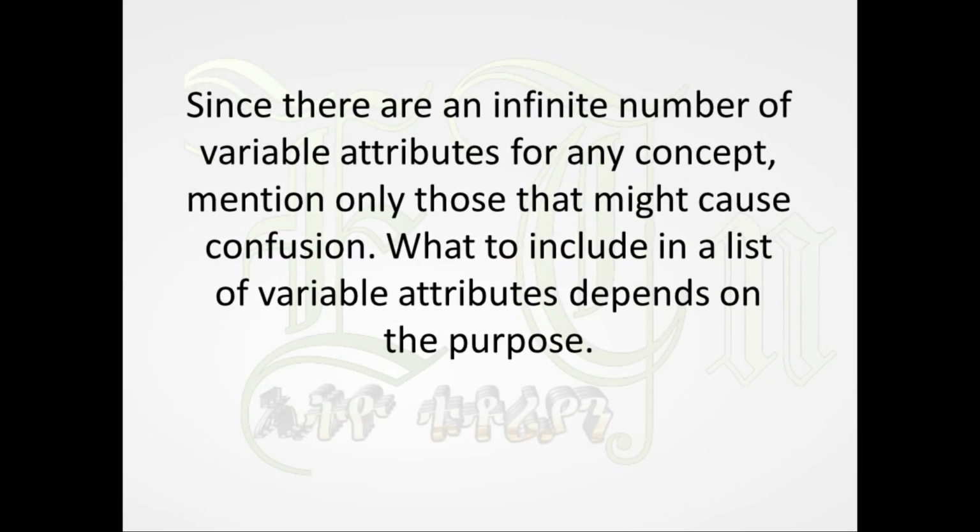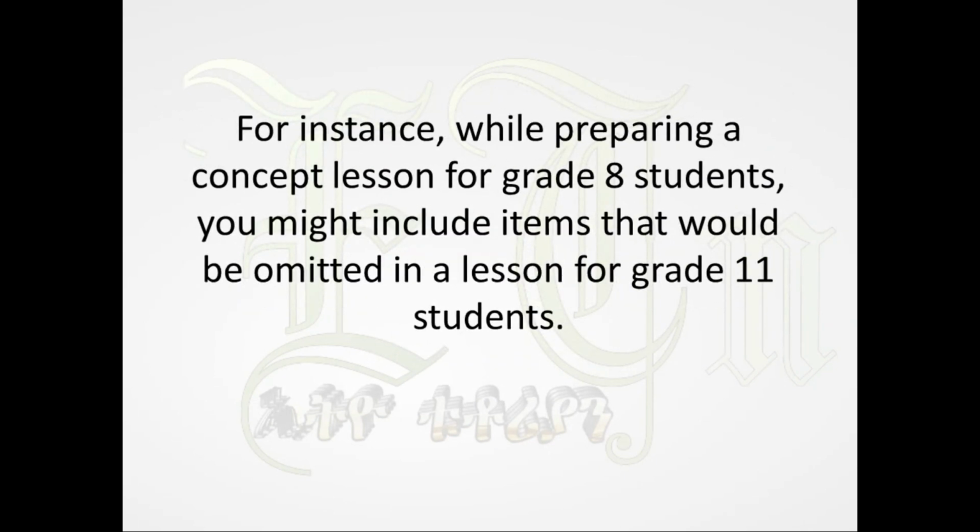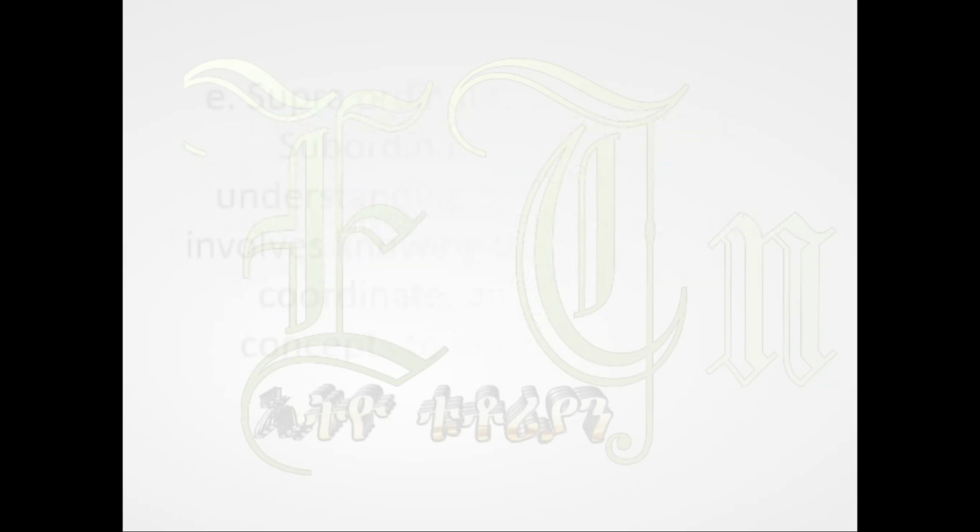Since there are an infinite number of variable attributes for any concept, mention only those that might cause confusion. What to include in a list of variable attributes depends on the purpose. For instance, while preparing a concept lesson for grade 8 students, you might include items that would be omitted in a lesson for grade 11 students.